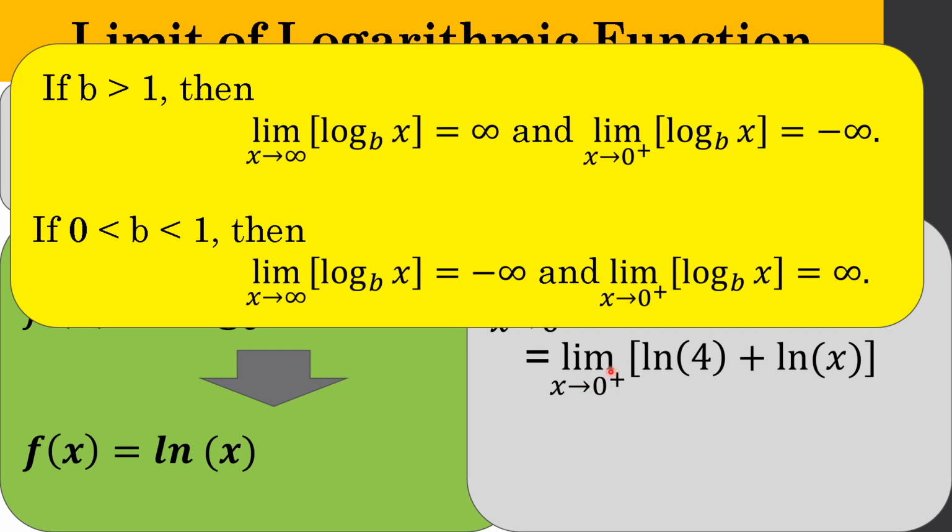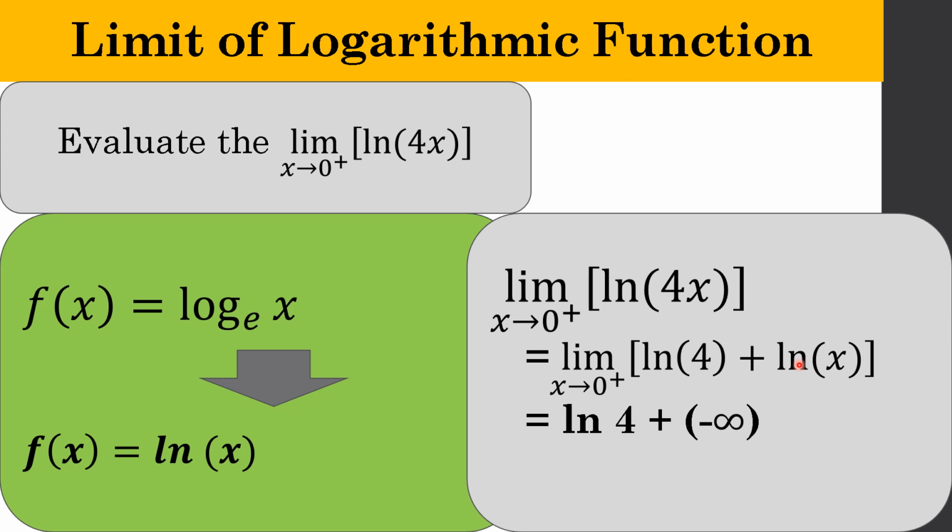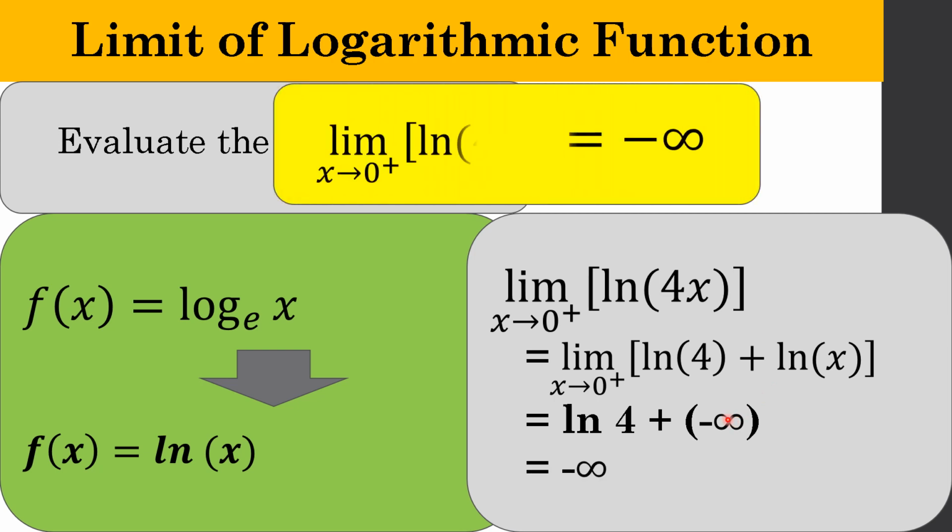Titingnan natin kung saan papunta yung x. X approaches to 0 positive. So between the two limit na meron tayo, nasaan si x approaches 0 positive? Ito. And the limit is negative infinity. Therefore, the value of this function becomes negative infinity. So we have inverse of 4 plus negative infinity. And the answer is simply negative infinity. Hence, limit of your function as x approaches 0 positive is equal to negative infinity.